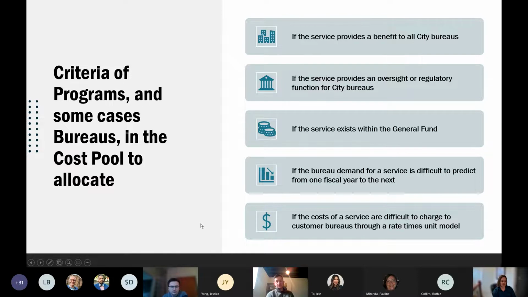What the intent of the policy is to highlight these general areas.